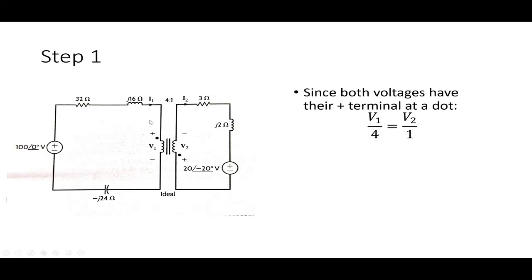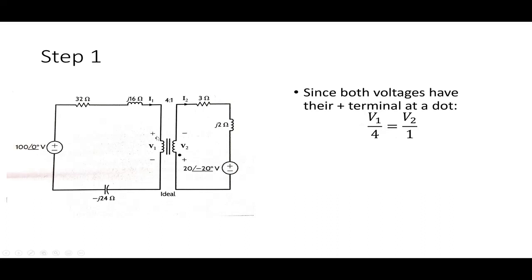Let's look at our ideal transformer in this case. What I always see is V1 over the number of turns equals V2 over the number of turns in the secondary. So V1 over 4 equals V2 over 1. Since both sides have their plus terminal at the dot, there's no need for a minus sign. So that's relatively straightforward.